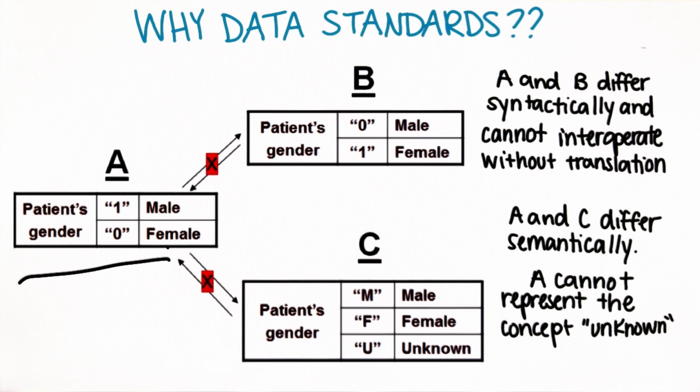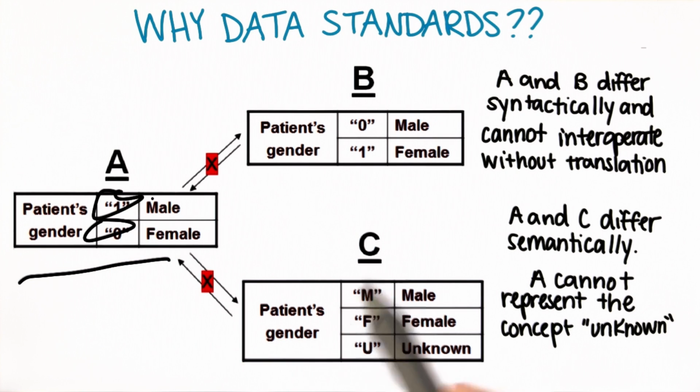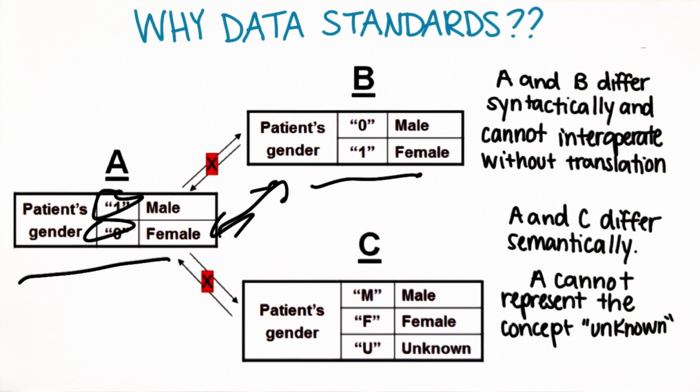Here, in System A, male is represented by a 1 and female by a 0. Over here in System B, that's reversed, with 0 representing male and 1 representing female. Should you mix data from these two systems without some intervening standard, gender would be impossible to determine accurately for reporting and other purposes. We say these two systems differ syntactically.